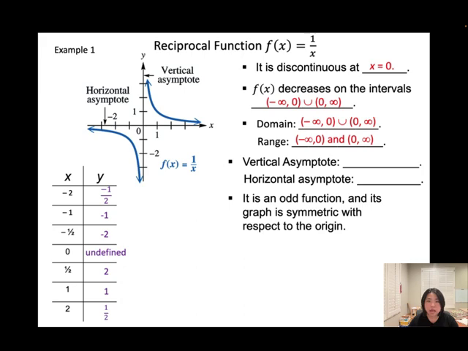And then the vertical asymptote. Remember what an asymptote is? This is the equation of a line that the graph is going to approach but not touch. So what do we call the y-axis here? This is called x equals 0. And then we do have a horizontal asymptote. This is the x-axis, that will be y equals 0.